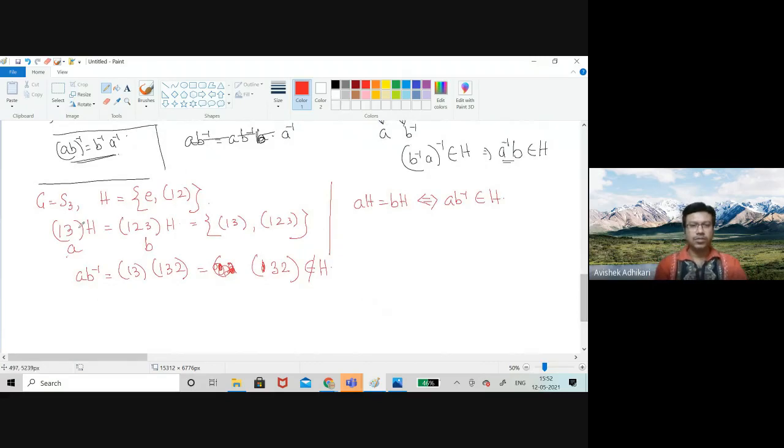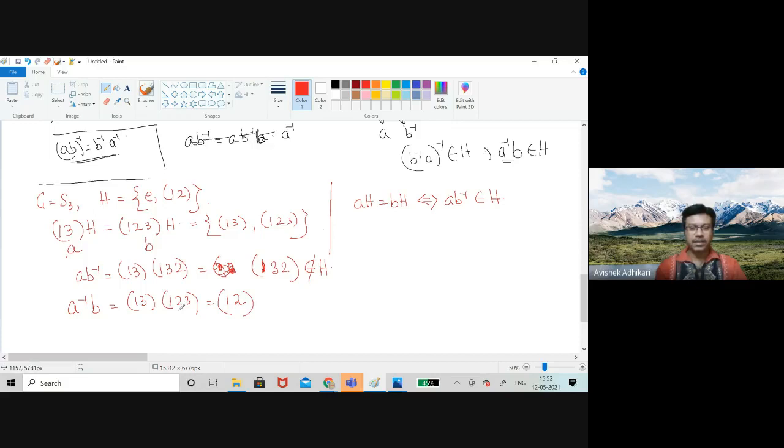Okay, so this is my A and this is my B. So A inverse B, what is this? Inverse of A is 1 3, and B is already there. So 1 2 3. Let's check what this is. 1 goes to 2 and 2 goes to 2. Then 2 goes to 3, 3 goes to 1. So 2 goes to 1, and that is also not here.